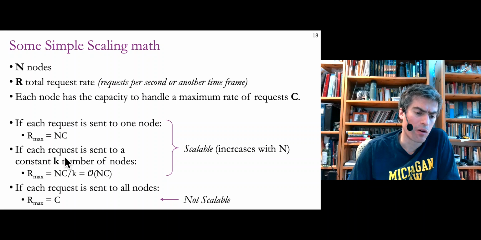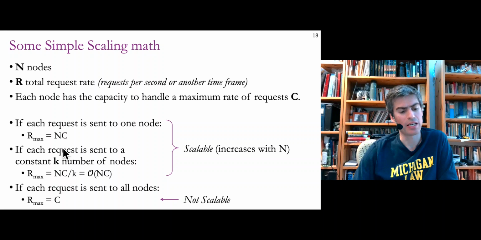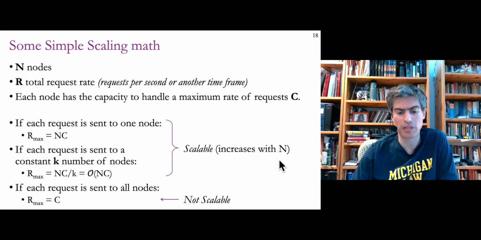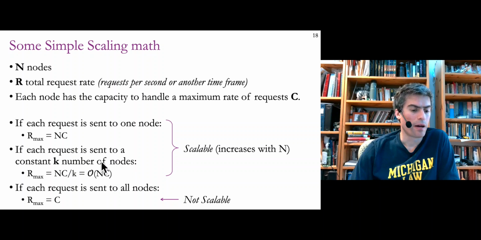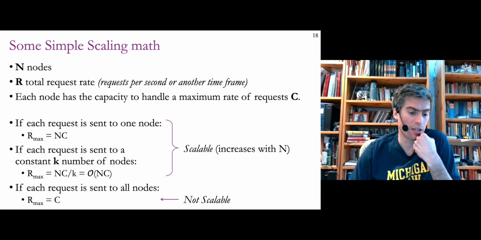So as we add more nodes, the total request rate goes up. If we send each request to a constant number of nodes, k, it's the same basic idea. We still get a linear scaling with adding more nodes. It's just that there's a different slope to that scaling. So it's still big O of nc. So it's still scalable in a linear way, which is nice. So whether we have one node handling a request or a constant number of nodes handling a request, those are both really good ways of scaling.